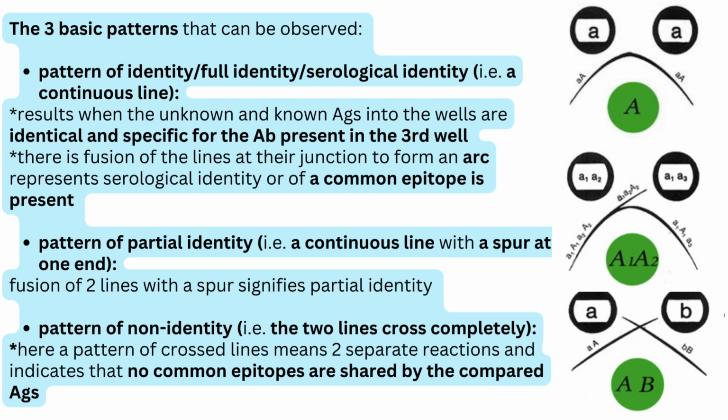pattern of non-identity. The two lines cross completely. A pattern of crossed lines means two separate reactions, a different reaction and another separate reaction, meaning there is no common epitope shared by the antigens.